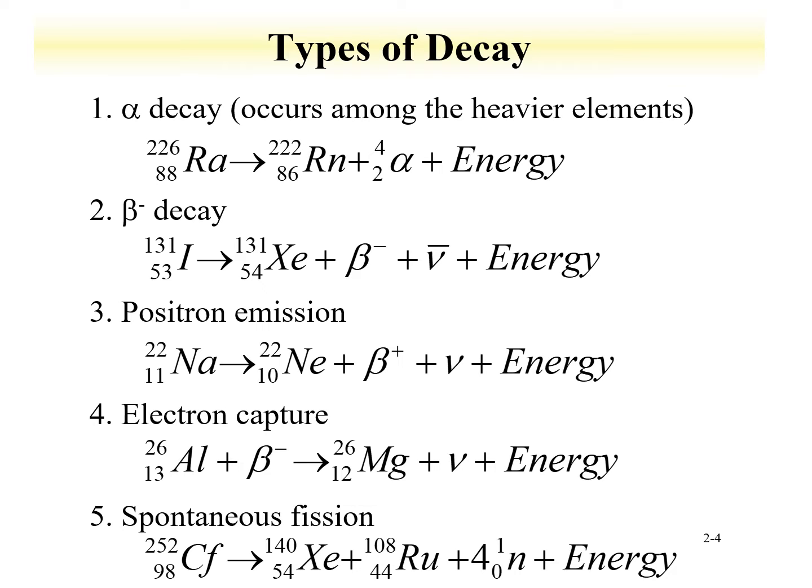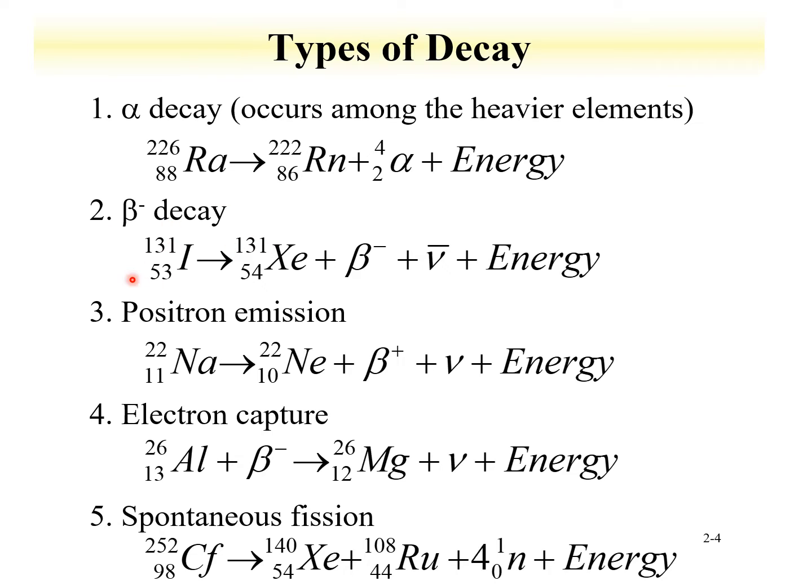The types of decays that we'll discuss within the course are listed here. Alpha decay, which we've already discussed, occurs among the heaviest elements. An example here is radium-226 that decays by an alpha that makes radon-220 and then energy. So energy is a common component of every alpha decay, and of every particle decay. This energy is actually the conversion of mass into energy. So E equals mc squared.